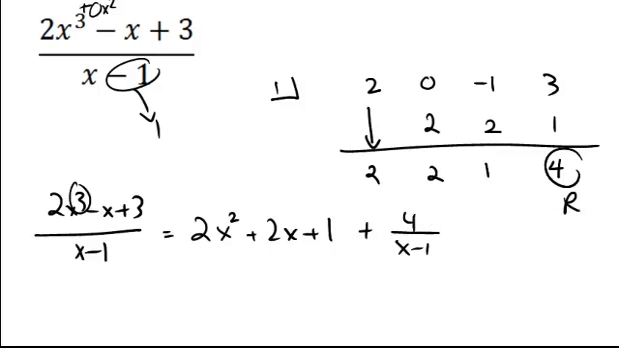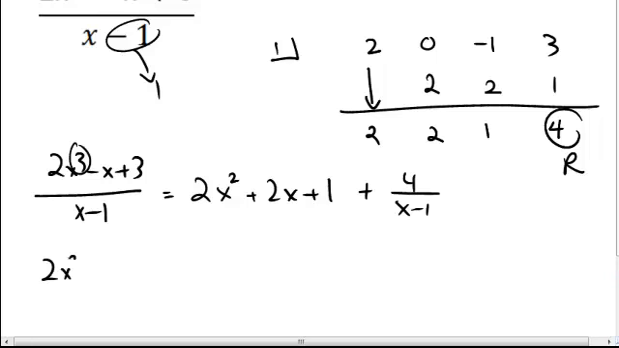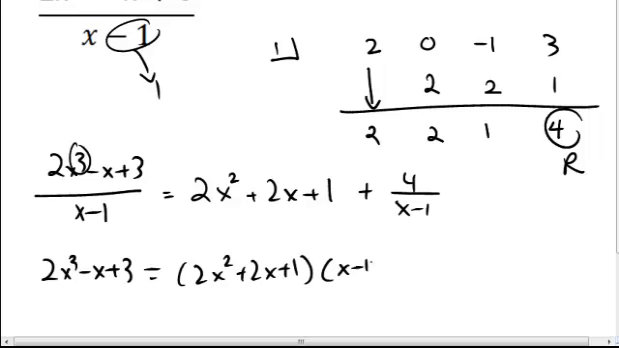That's your remainder. Or if we write it in the other form, this is 2x cubed minus x plus 3 is equal to 2x squared plus 2x plus 1 times x minus 1 plus 4. Quotient, divisor, plus remainder.